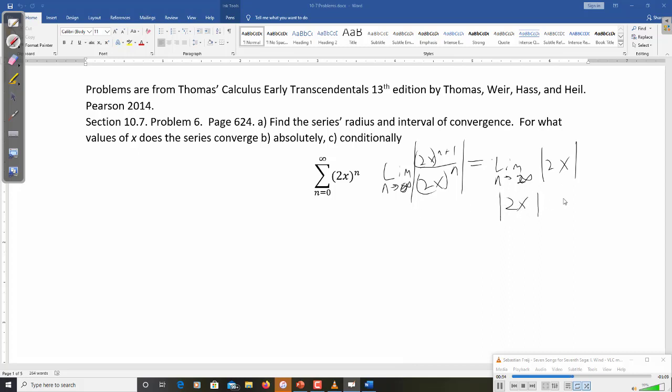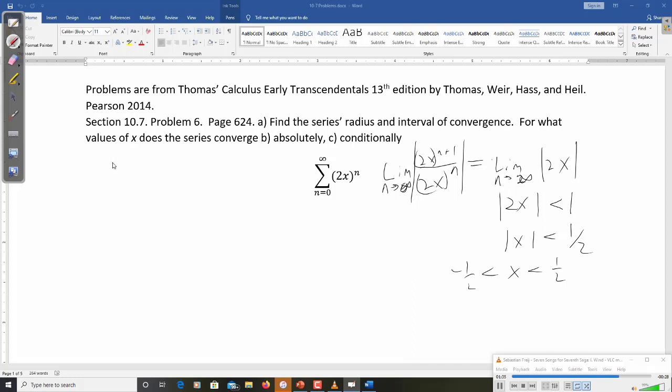Now, ratio test, for it to converge absolutely, this needs to be less than 1. So that means absolute value of x has to be less than 1/2. This is the radius because you notice there's no x minus a, so our center of our interval is just at 0. But you can honestly just tell the bound on x just from looking at this. Taking away the absolute value, this means x is between 1/2 and -1/2. So this is the interval of convergence, I think.